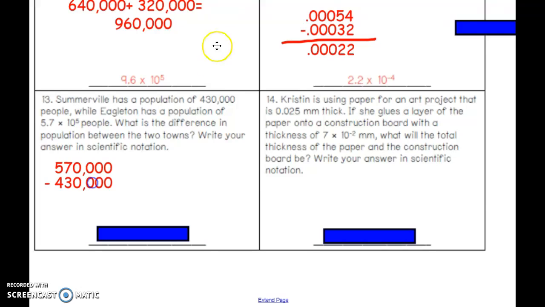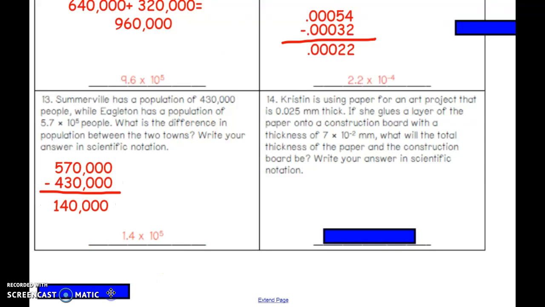You can subtract by hand, hopefully, and you can come up with 140,000. 140,000 converted is 1.4 times 10 to the 5.